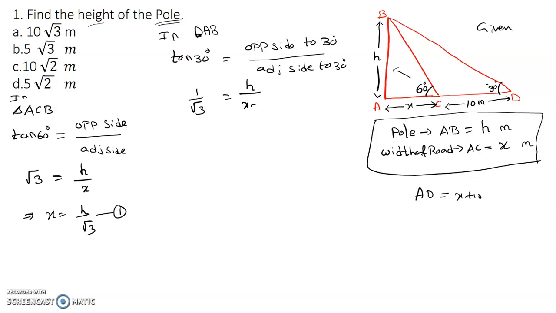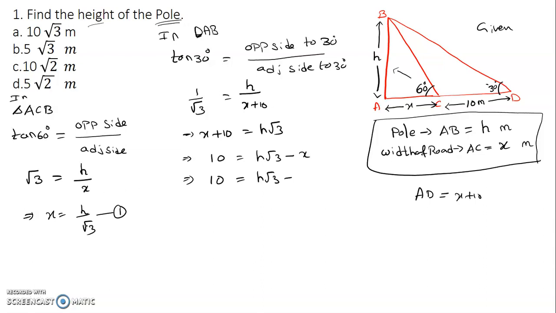Okay, take out X plus 10. Now, you have to solve. Do cross multiplication. X plus 10 is equal to H root 3. So, this is equal to 10 is equal to H root 3 minus X. Okay, so 10 is equal to H root 3 minus X.